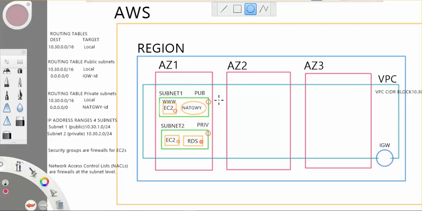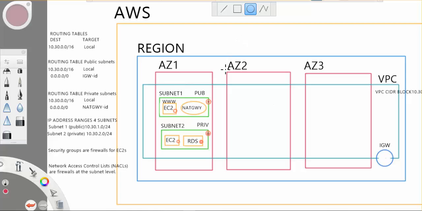So this is the NACL. The network access control list is going to be the firewall at the subnet level, and like I said, we usually don't touch these things.